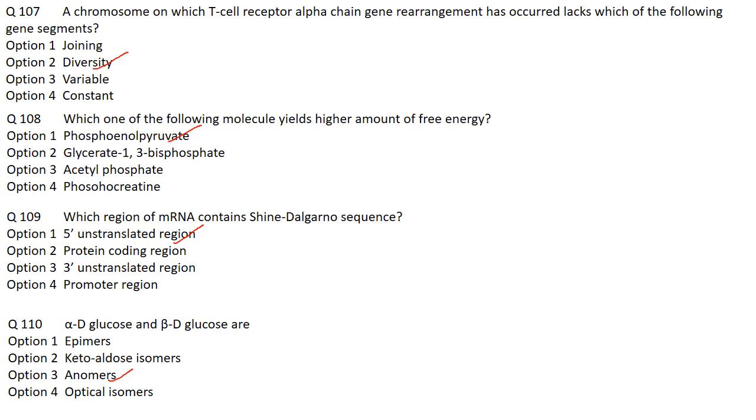Which region of mRNA contains Shine-Dalgarno sequence? The 5' UTR, that is 5' untranslated region. Answer is option 1. Alpha D glucose and beta D glucose are anomers. Answer is option 3.